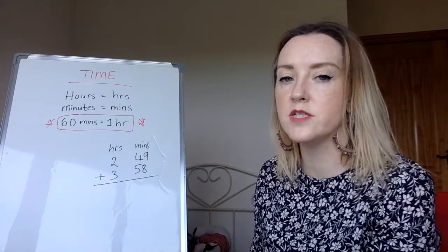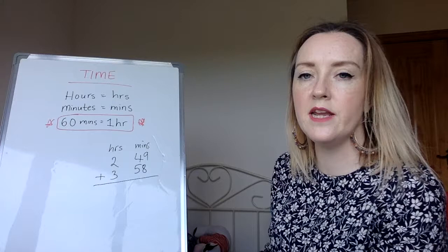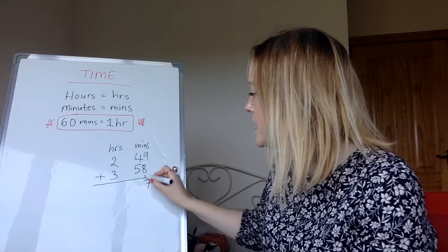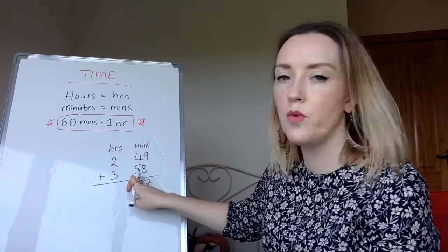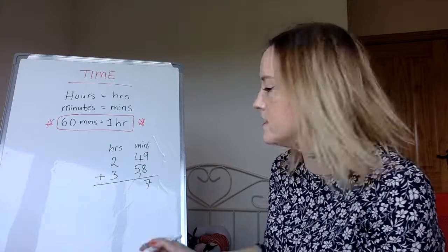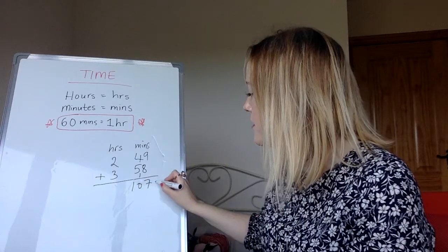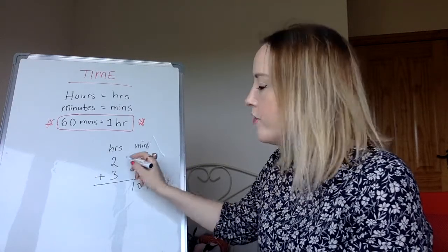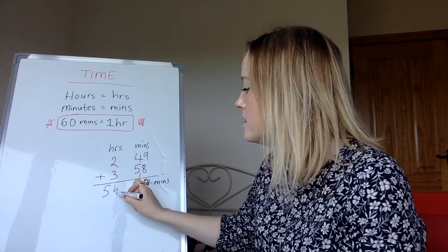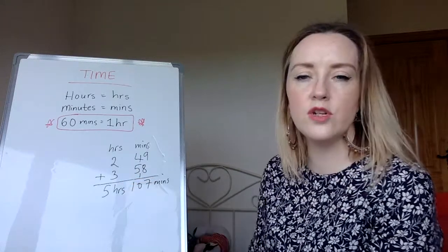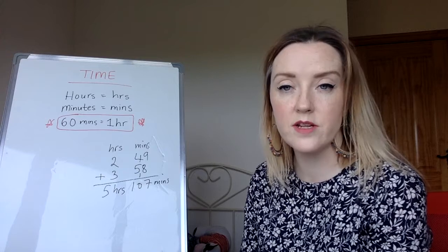Just going to use my addition skills. So 8 plus 9, very good, is 17. And 5 plus 1 is 6, plus 4 is 10. That's 107 minutes. And 3 plus 2, very good, is 5. 5 hours, 107 minutes. Does that look correct?